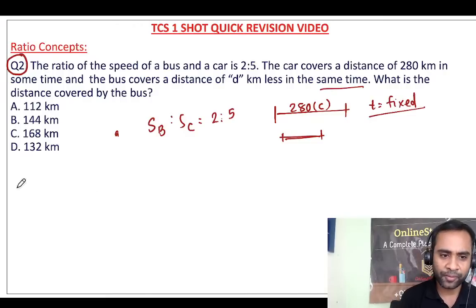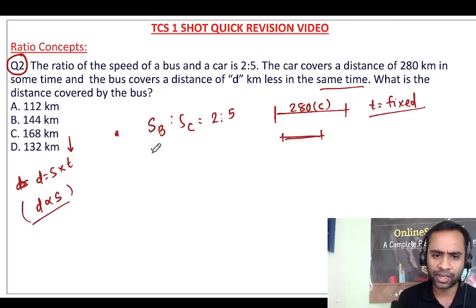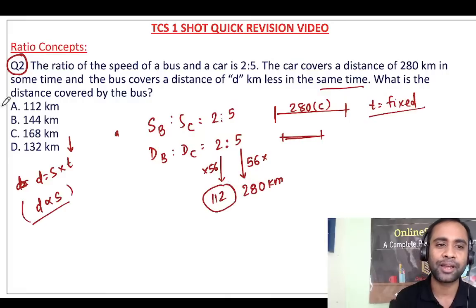Okay, now, we know distance is equal to speed into time. Sir, time is fixed. If time is fixed, then the distance will be directly proportional to speed. More speed, more distance we will cover. Less speed, less distance we will cover, sir. That is clear for us, sir. Okay, so the distance covered by the bus and the distance covered by the car will also be in the ratio of 2 is to 5. Now in the question they have said the car is covering a distance of 280 kilometer. 280 kilometer means 5 5s are 25 and 5 6s are 56 times. That means this bus will also be covering 56 times 2, that is 112 kilometer.